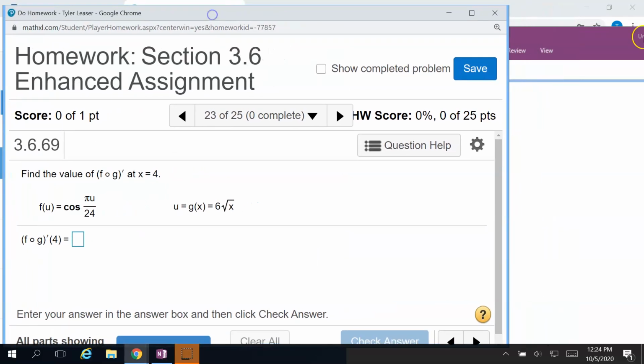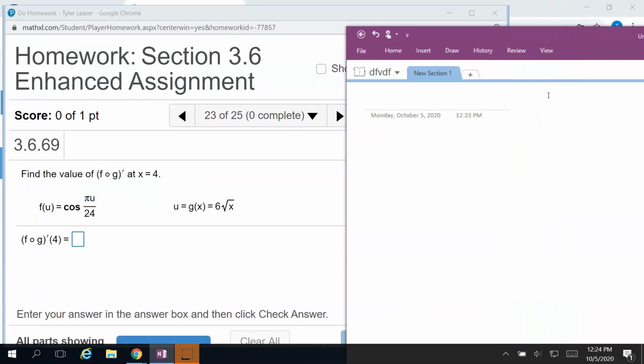All right, so looking at number 23 here on 3.6, we're given this composition f of g, and we want to take the derivative of that at the point 4, and they give us the two individual functions f and g here. So this goes back to some pre-calculus stuff, but f of g says to take the function g and plug it into f. You can also think of it like this, f of g of x.